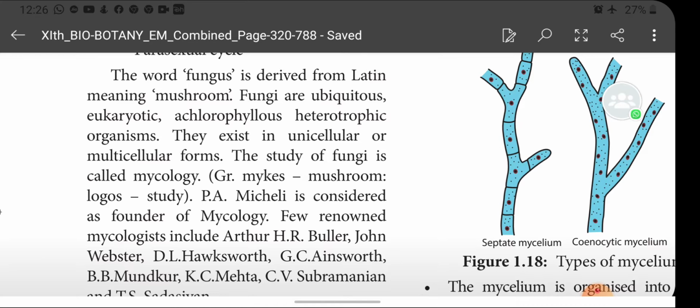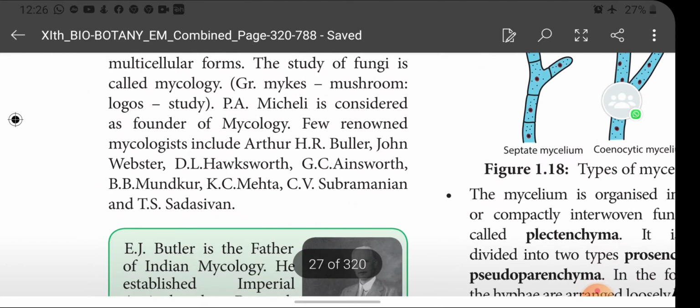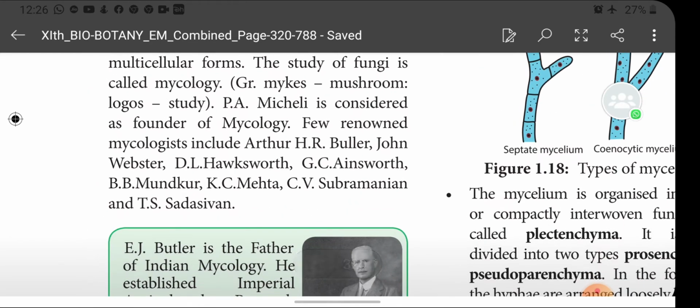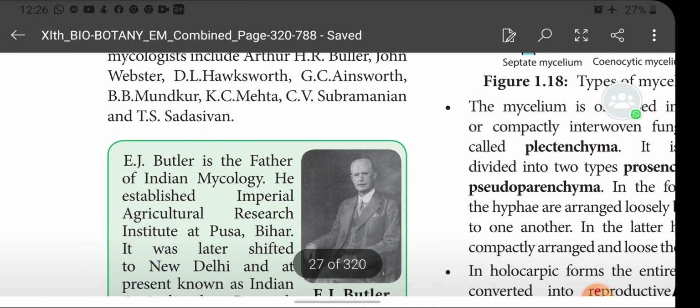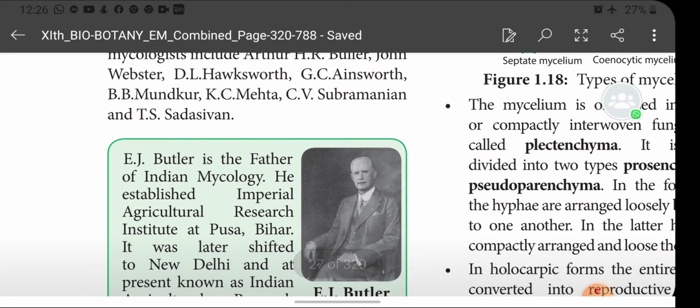A few renowned mycologists include Arthur H.R. Buller, John Webster, D.L. Hawksworth, G.C. Ainsworth, B.B. Mundkur, K.C. Mehta, C.V. Subramanian and T.S. Sadasivam. All these mycologists contributed their work to the field of mycology.